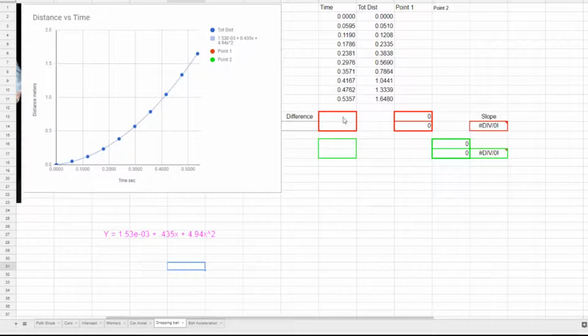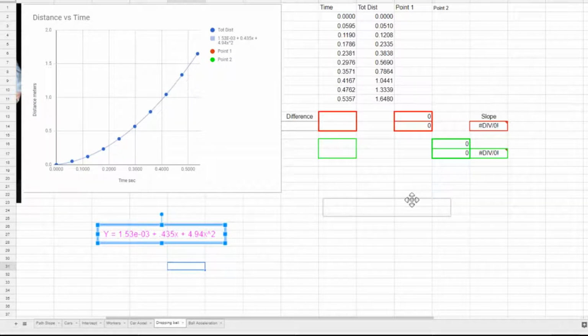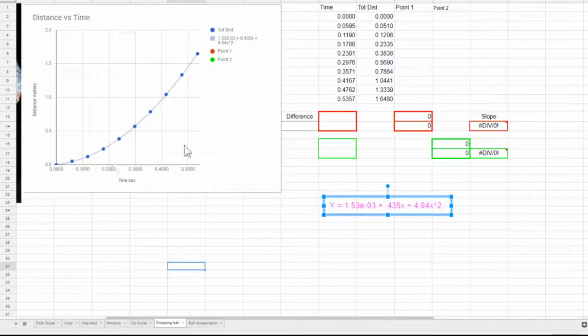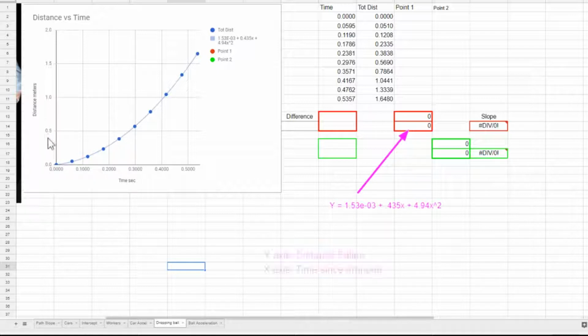So what I'm going to do is put in time values here. The values over here are the distance the ball has fallen at that time. Now, what I did was use this equation to create the formula for that cell. So these cells have this formula in them, and they're calculating the y value, which is the distance the ball has fallen, when I put in an x value, which is the time that it's been falling.